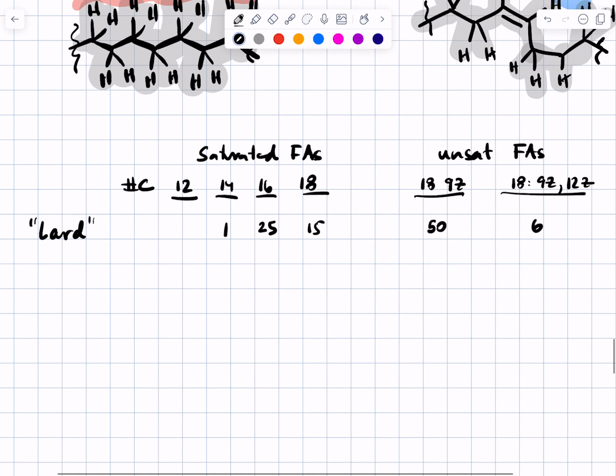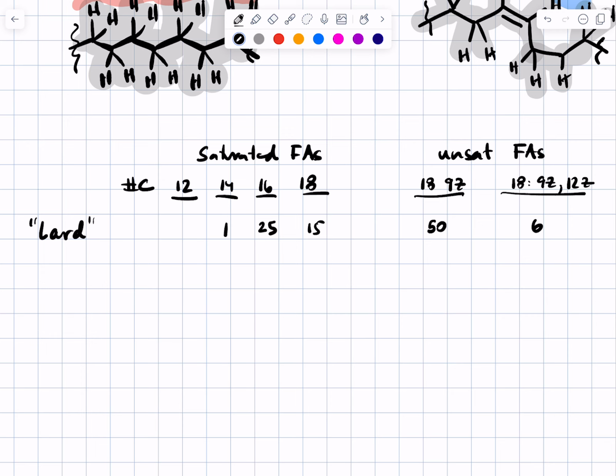But apparently, having this composition of saturated fatty acids is enough for the lard to be a solid at room temperature. You can still spread it. I don't know if you ever want to spread lard on toast. Never tried it. I don't know that I recommend it, but maybe it's good.